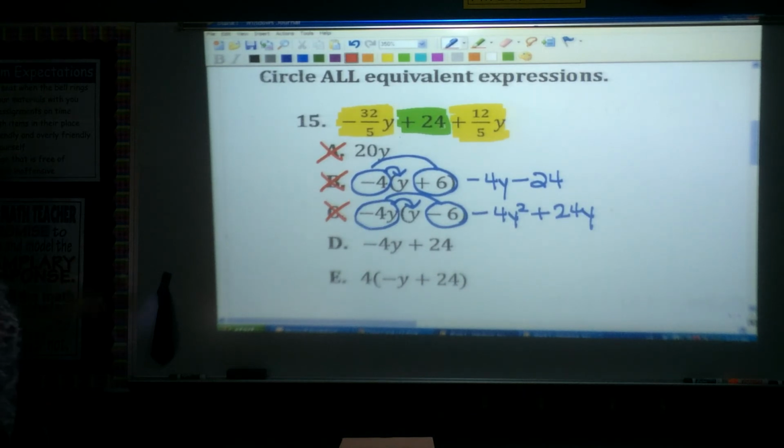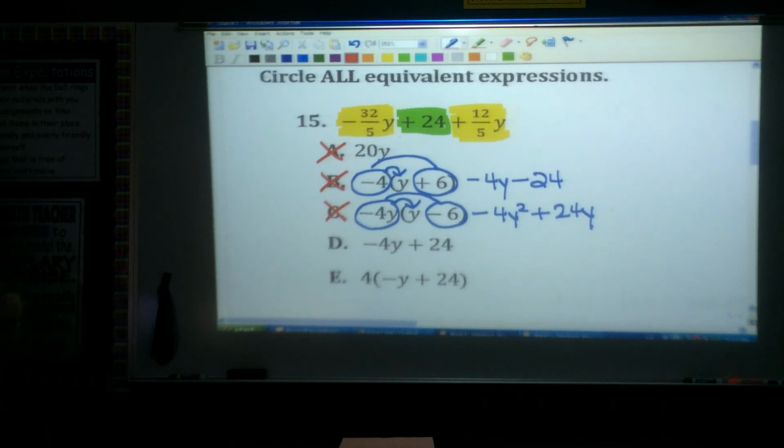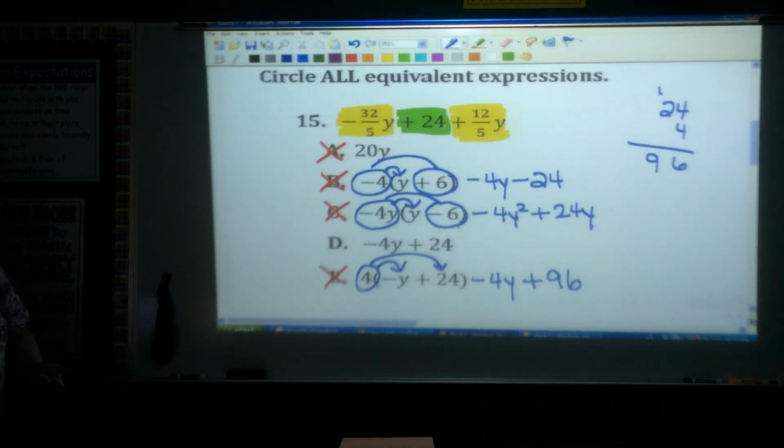So let's look at D. We have negative 4y plus 24. Well, I have a plus 24, so that could be an option for me. I'm going to hang on to that one for now. And now let's look at option E. 4 times negative y is negative 4y. And 4 times 24, well, go out to the side and work it, is 96. I don't want a 96, so this one is not an option. That only leaves one choice left, which is D.